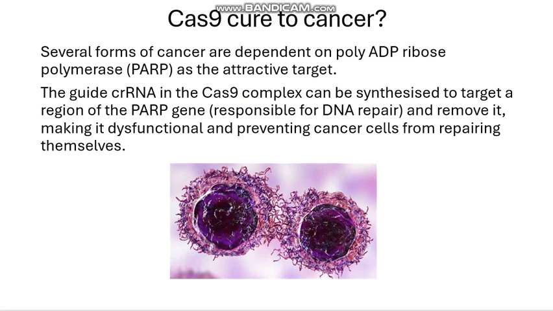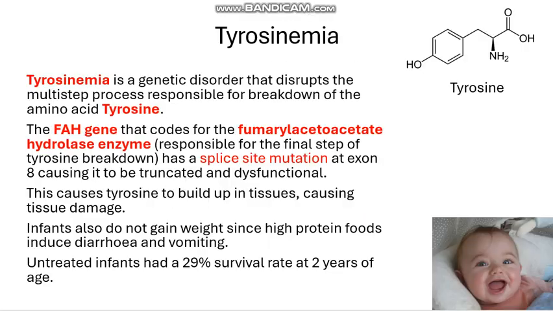So there are several forms of cancer that are dependent on a poly-ADP ribose polymerase enzyme that we just call PARP for short as the attractive target. These PARP enzymes are responsible for repairing DNA. So obviously ADP ribose polymerase clearly has a repair function. We can guide CRISPR RNA in the Cas9 complex to be synthesized to target a region of the PARP gene responsible for DNA repair and remove it, making the enzyme that the PARP gene codes for dysfunctional and preventing the cancer cells from repairing themselves.